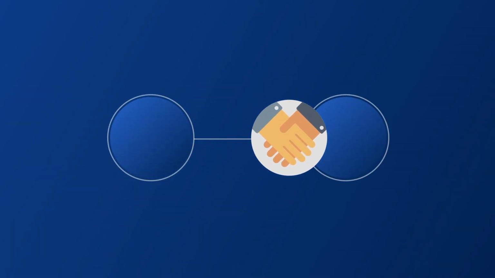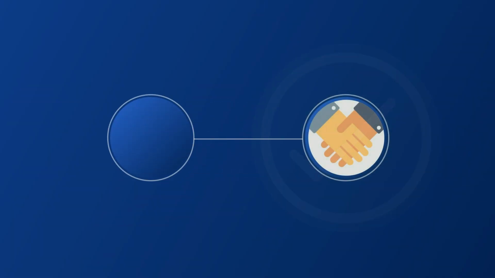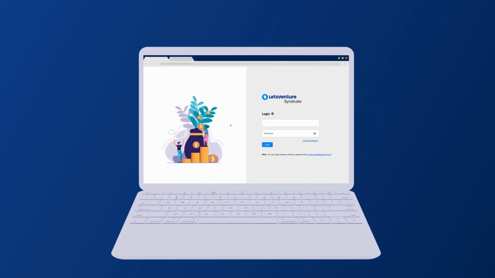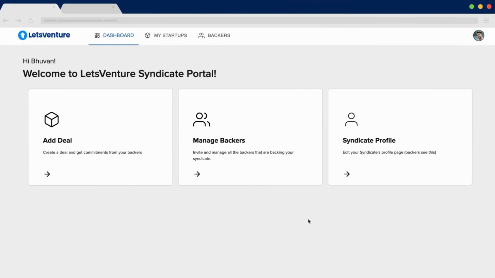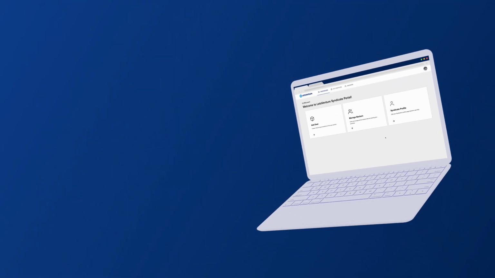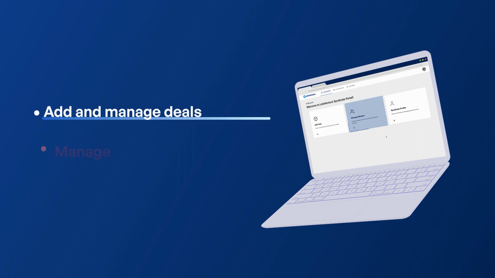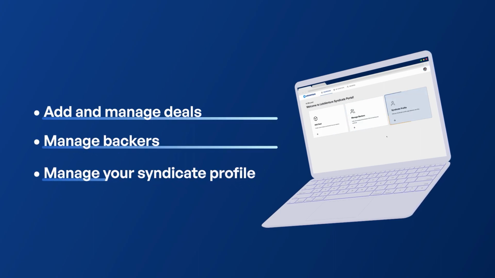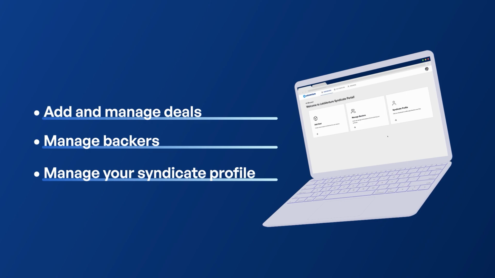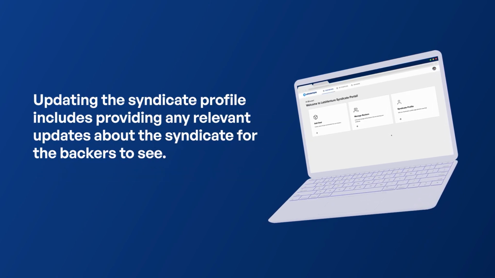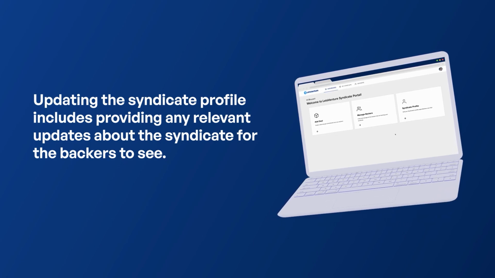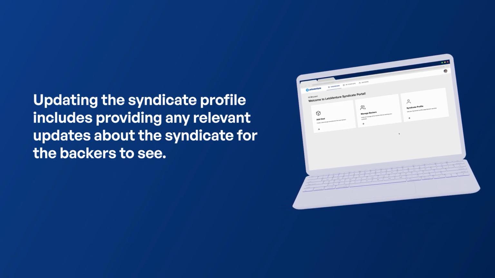Once your request to start your syndicate gets approved, you will receive an email with your login details. Fill in the details, and you will be directed to a dashboard where you can seamlessly manage your syndicate. On this dashboard, you can add and manage deals, manage backers, and manage your syndicate profile. The first step is to update your syndicate profile. Updating the syndicate profile includes providing any relevant updates about the syndicate for the backers to see.